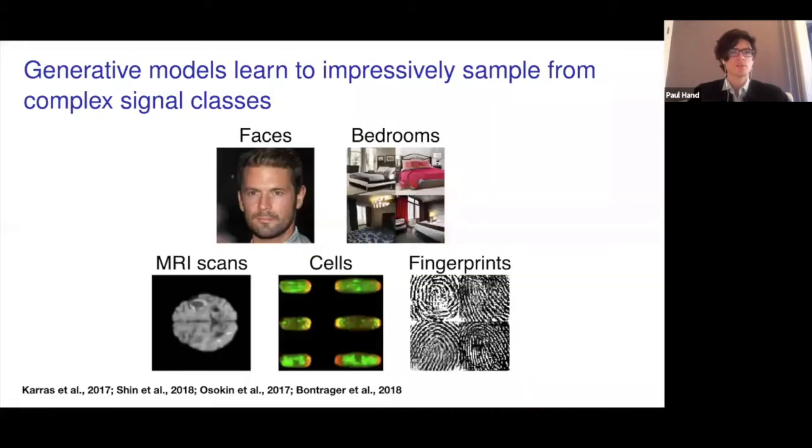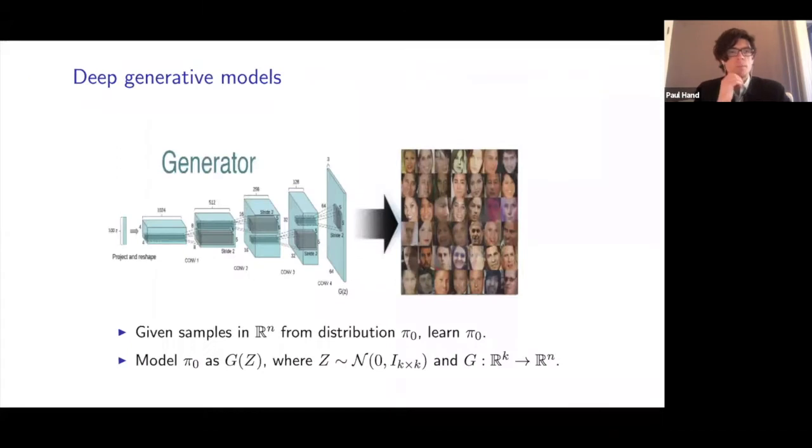Of course, there's nothing special about faces, so you can sample from any variety of complex signal classes. Basically, if you have the data, you can do it. There's a bunch of data sets in computer science about photographs of bedrooms, and so you can create generative models of those, or of course, MRI scans, biological cells, fingerprints, you name it. If you have the data for it, you can train a deep generative model to output synthetic new samples of that.